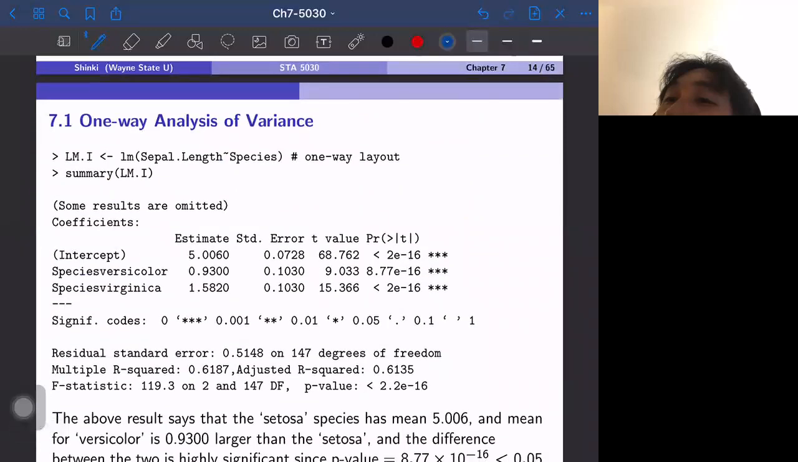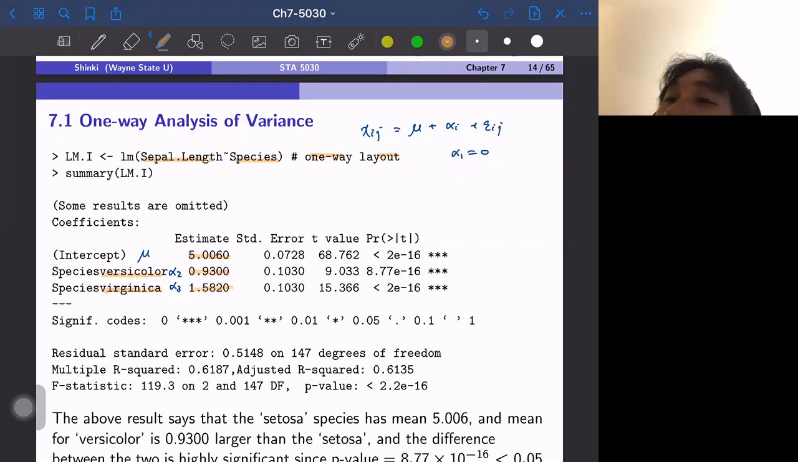Okay, so now we fit the sepal lengths on species. This is one-way layout, and the result is here. So this is basically the model, x_ij is equal to mu plus alpha_i plus epsilon_ij, and alpha_1 is equal to 0. So this is the model we fit. The intercept is mu. And this one is alpha_2, and this one is alpha_3. You can see that setosa was the first group, so only the variables for versicolor and virginica appear.